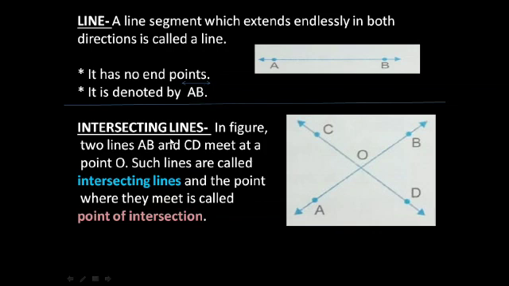Next, intersecting lines. In figure we can see 2 lines AB and CD. They cross each other or they meet each other at point O. Such lines which cross each other are known as intersecting lines, and the point where they intersect or meet is called point of intersection.